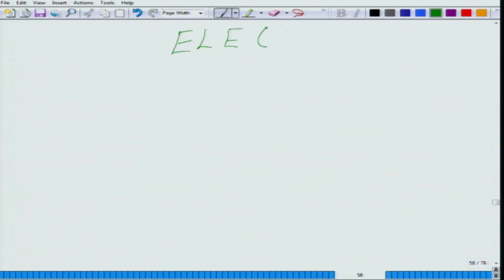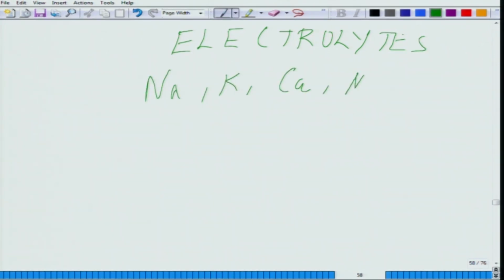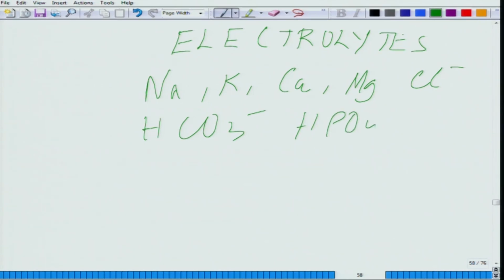The other solutes include your electrolytes, which of course are sodium, potassium, calcium, magnesium, chloride, bicarbonate, phosphate, sulfates. Likewise, 2 plus, 2 plus, minus. These are the series of electrolytes.